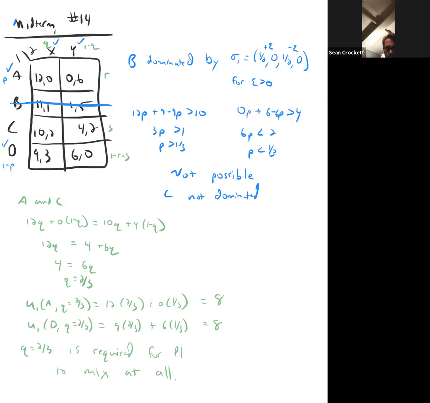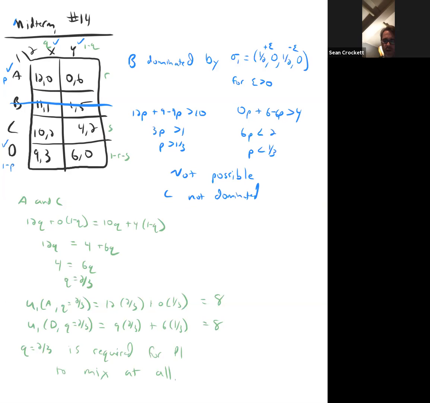Okay, so first of all, there's no pure strategy equilibrium in this game. And if there's no pure strategy equilibrium, we know there has to be a mixed strategy equilibrium. So we know that in any equilibrium, Q has to equal 2/3. All right, so we've solved for half of our equilibrium. We know that Q is going to equal 2/3.